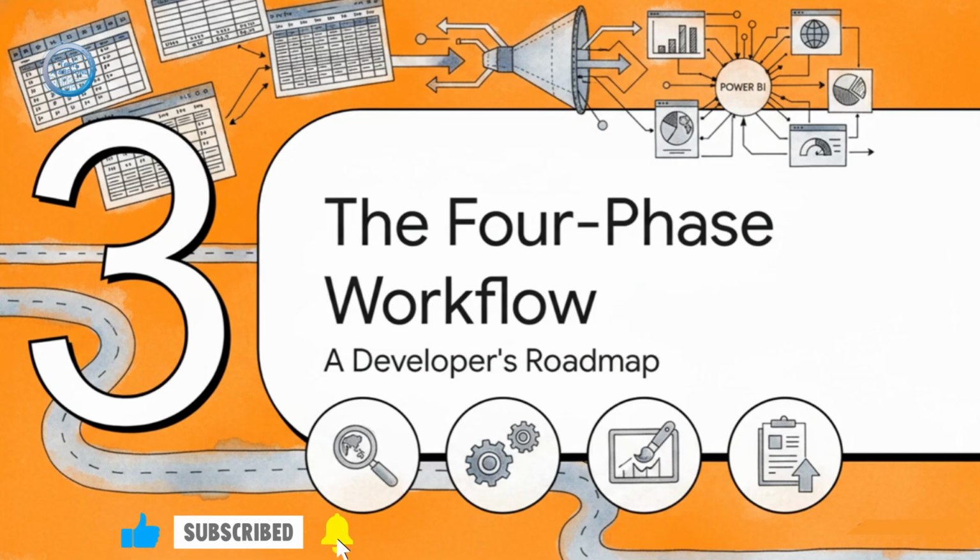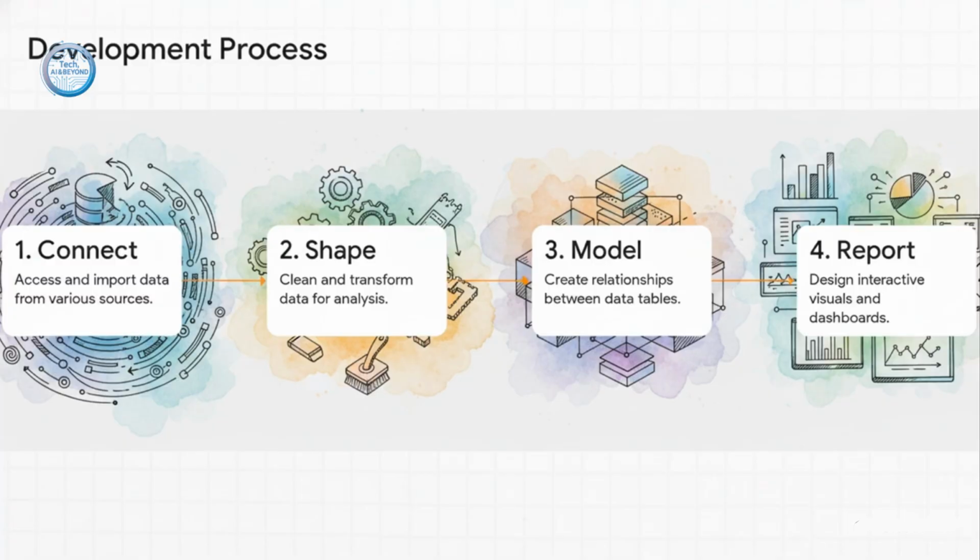So, we know the tools, but what's the actual process like? How do you go from, say, a handful of messy data files to a slick, interactive dashboard? Well, it turns out there's a very clear four-phase workflow, a kind of standard roadmap that every good Power BI developer follows. The process is actually incredibly logical. Step 1, you connect to whatever data sources you need. Step 2, you shape that data. This is where you use Power Query to clean it, fix errors, and get it ready for analysis. The third step, and you could argue it's the most critical, is to model the data by setting up the relationships between your different tables.